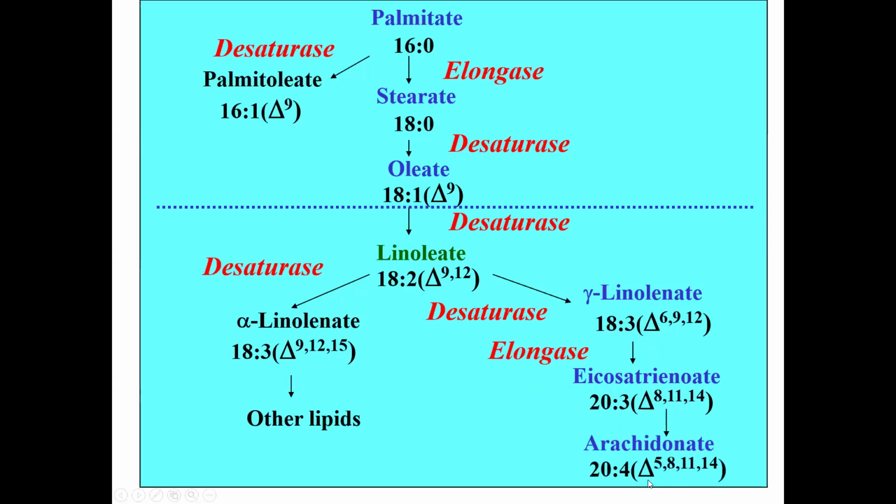Then the carbon number is same, but double bond number is different. So this enzyme will be desaturase. Its name is del 5, del 8, del 11, and del 14. Del 14 fatty acyl coenzyme A desaturase.